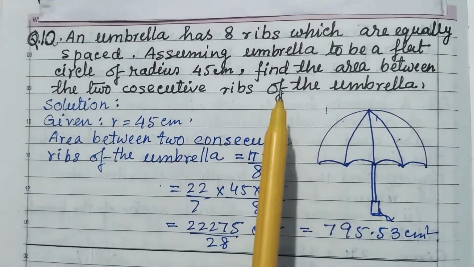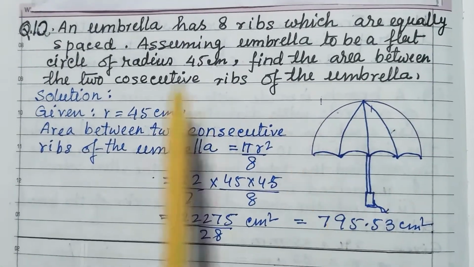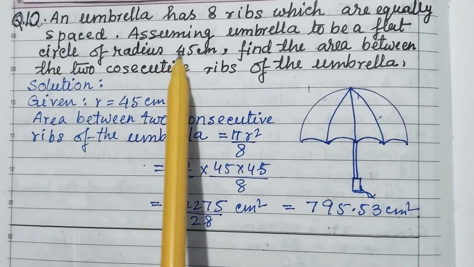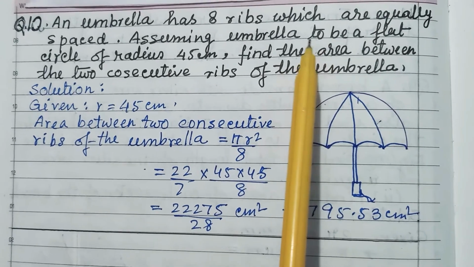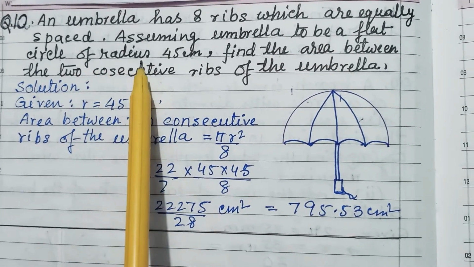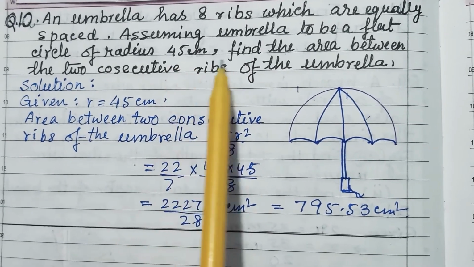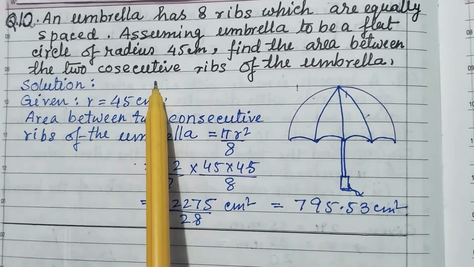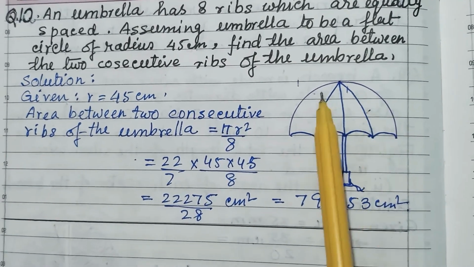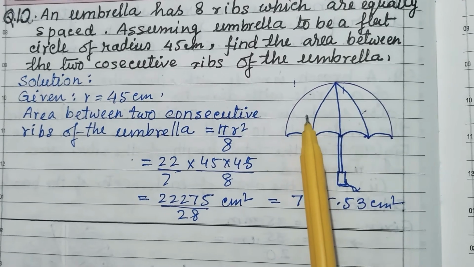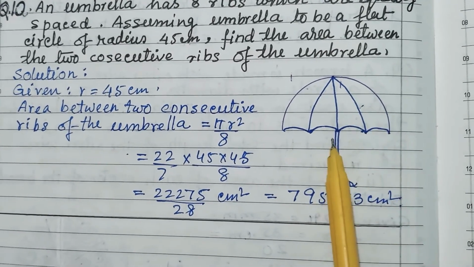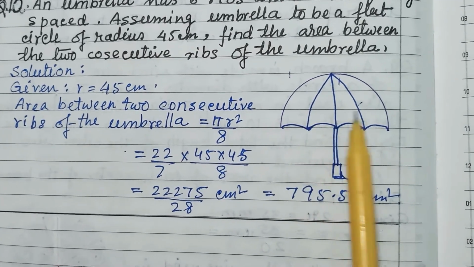An umbrella has 8 ribs which are equally spaced. Assuming the umbrella to be a flat circle of radius 45 centimeter, find the area between two consecutive ribs of the umbrella. So these are the umbrella; there are a total of 8 ribs. In front there are 4 and at the back there are 4 ribs.